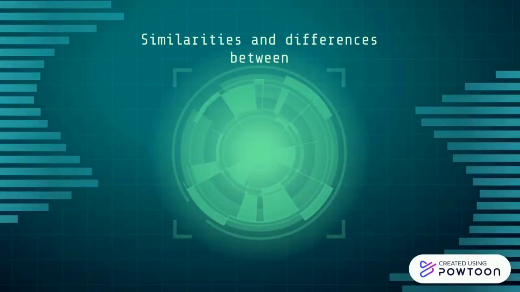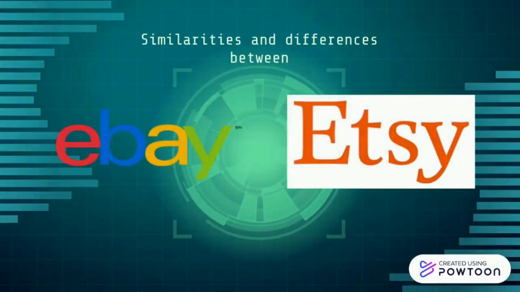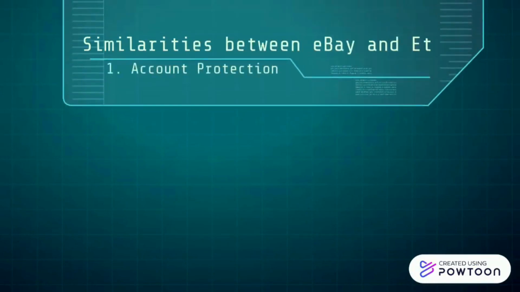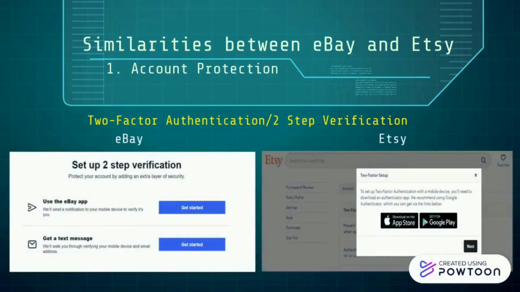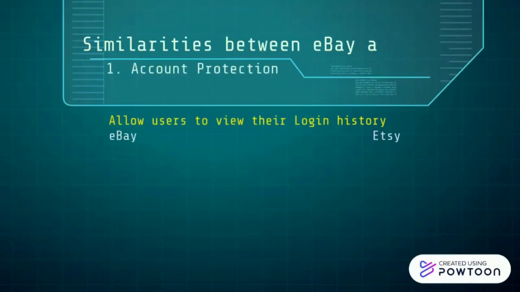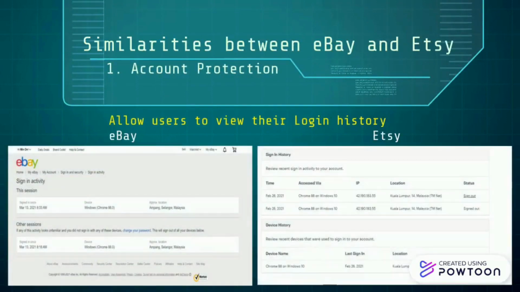Now we come to the similarities and differences between eBay and Etsy. The first similarity between eBay and Etsy is account protection. eBay and Etsy provide two-factor authentication, or we can call it the two-step verification method, for every user account. This is to ensure that the user has access to a convenient and secure form of protection. This method adds an extra layer of protection to the user's account to prevent any unauthorized access. Besides that, eBay and Etsy also allow the user to view the login history of their account, including dates, times, and locations when their eBay account or Etsy account was used.